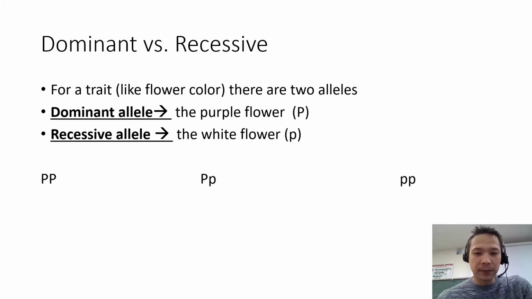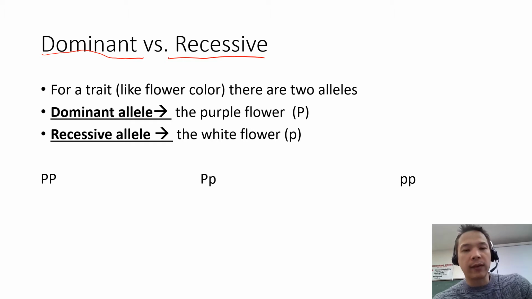Anyways, we're going to be talking about dominant versus recessive alleles, and we talked a little bit about this last time. So we're going to be using the trait flower color. For flower color, there's two different alleles: the dominant allele, which is the purple flower, and the recessive allele, which is the white flower.